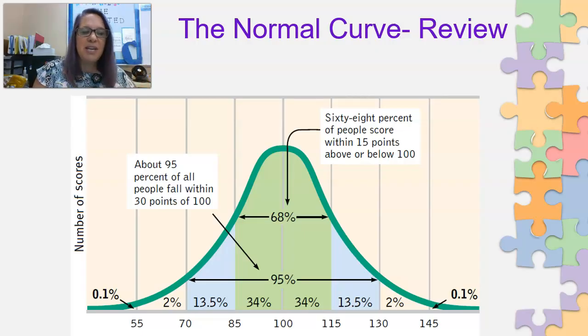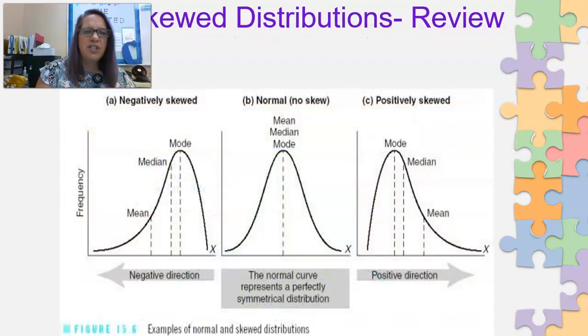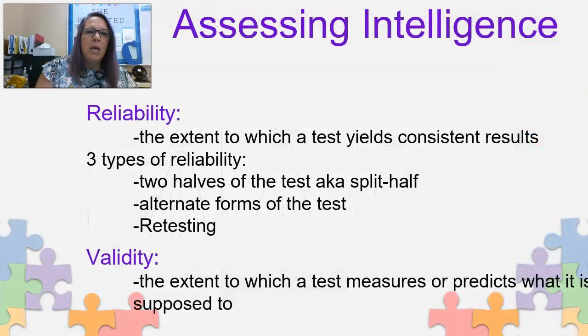This image is actually the Wechsler Intelligence Scale, where you see 68% of the people that take this test score within one standard deviation above or below the mean. And the mean, like we said before, is 100. And then 95% of the people fall within 30 points of the mean. And again, another review on skewed distributions. Another set of confusing pairs here.